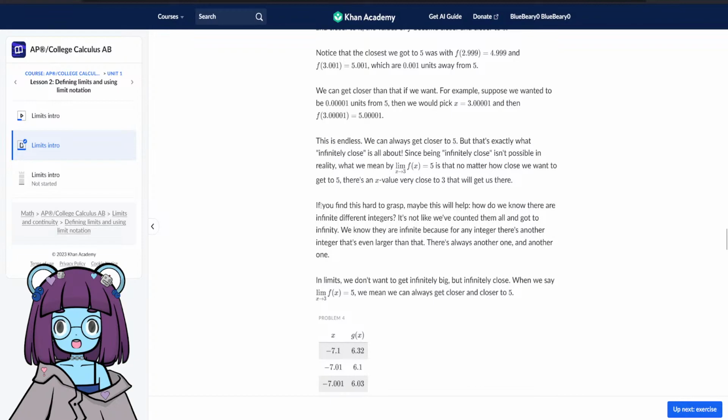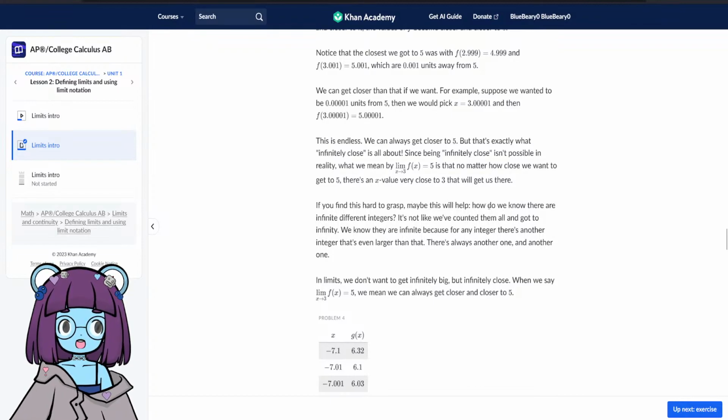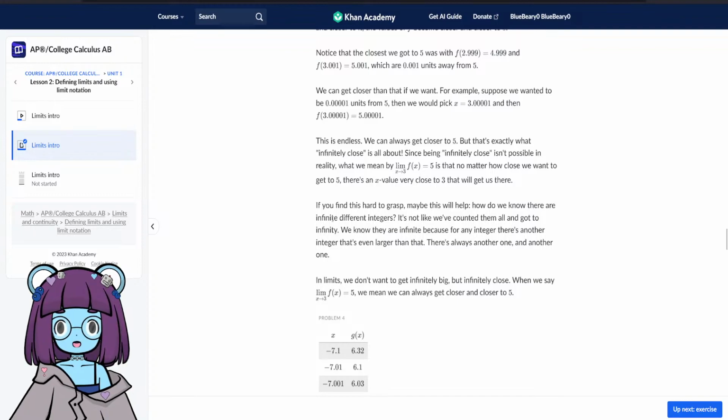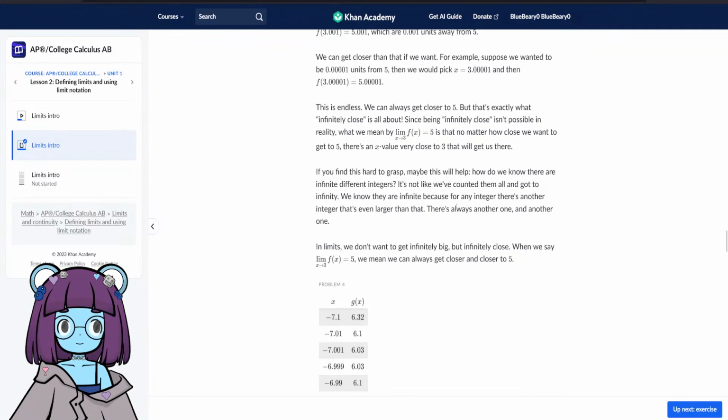If you find this hard to grasp, maybe this will help. How do we know there are infinite different integers? It's not like we've counted all and got to infinity. We know they are infinite because for any integer, there's another integer that's even larger than that. There's always another one and another one and another one.